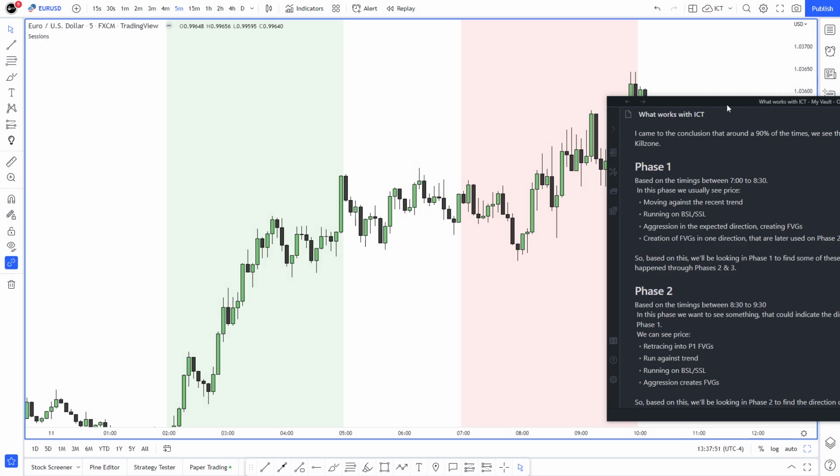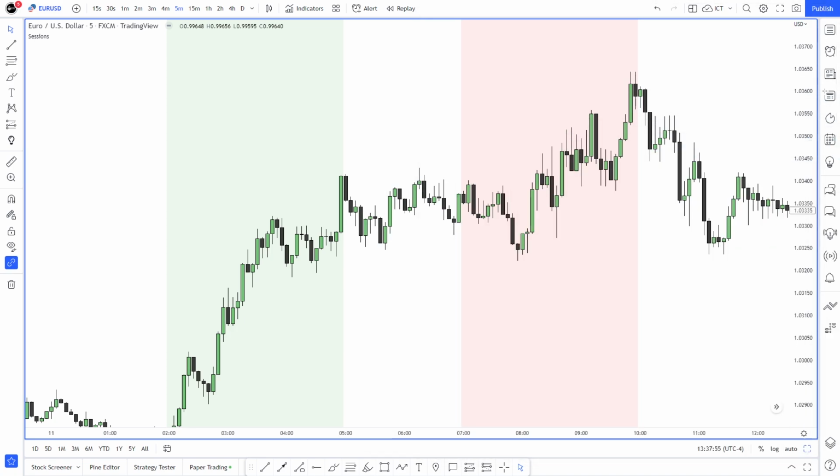That's why I call them phases, because it's simply more simple for me to understand, right? That is all. And yeah. Oh, and again, phase two is just from the open to 9:30.